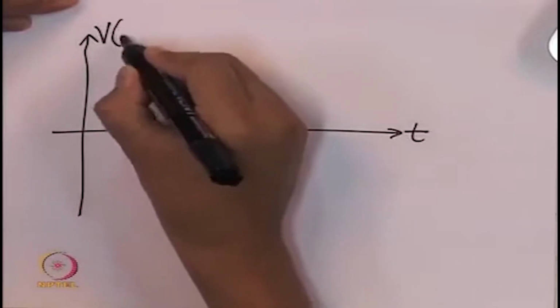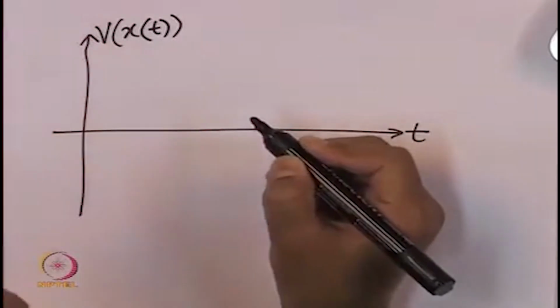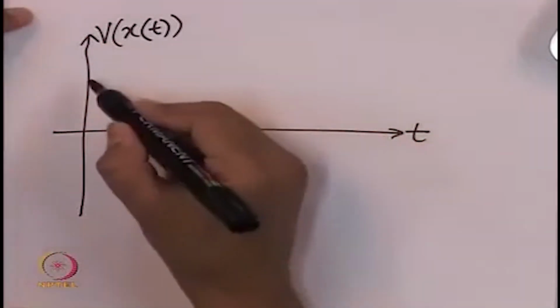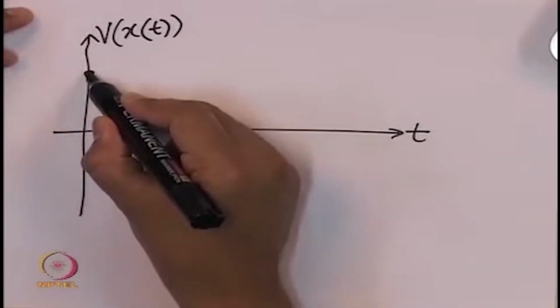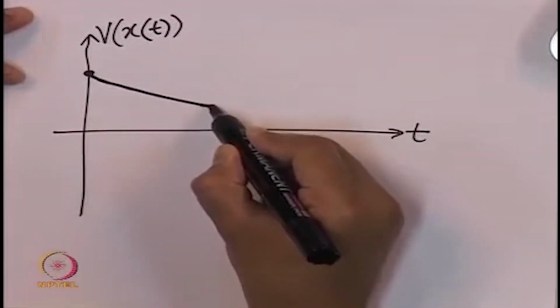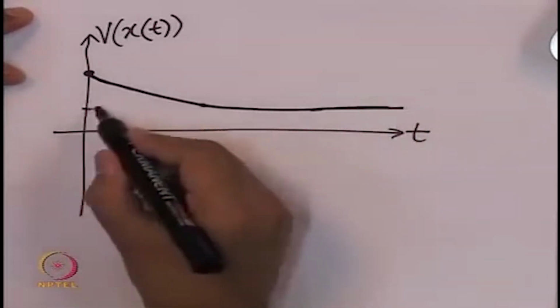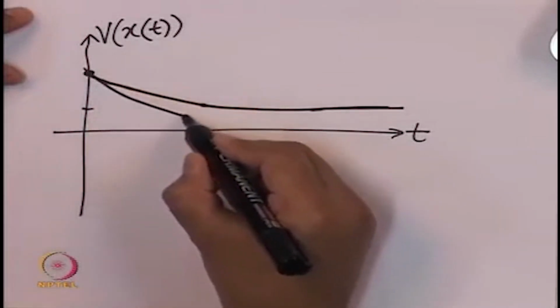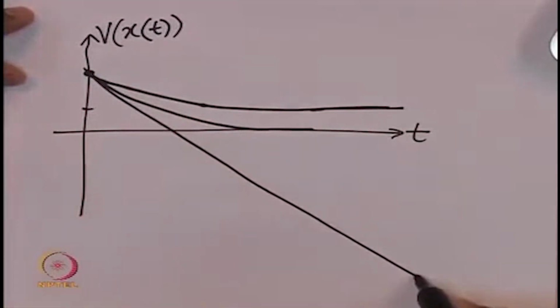This is V, which is a function of x, but x itself is a function of time, and hence we can draw this. So here is the value of v at x equal to x0, and the function is only decreasing with time. So there are three possibilities. One, it could converge to some non-zero positive value; other, it could converge to 0; or it need not converge, it could go on decreasing.